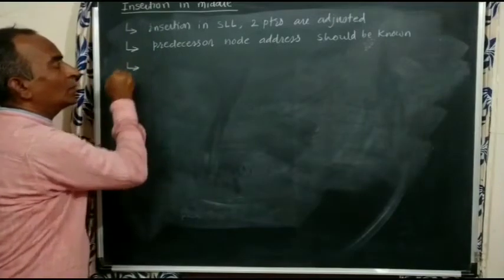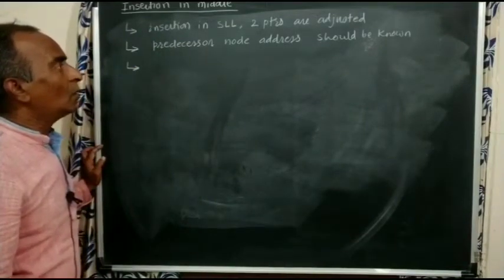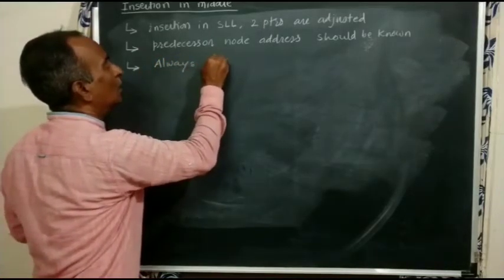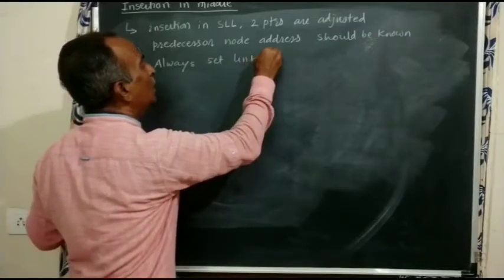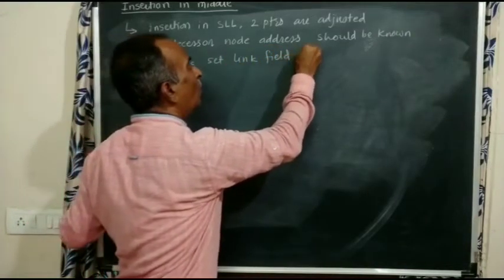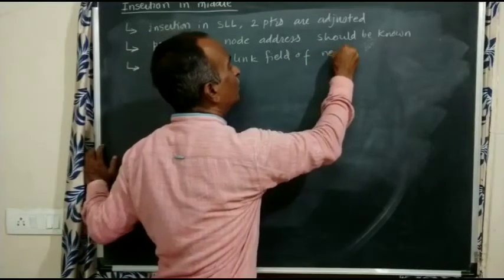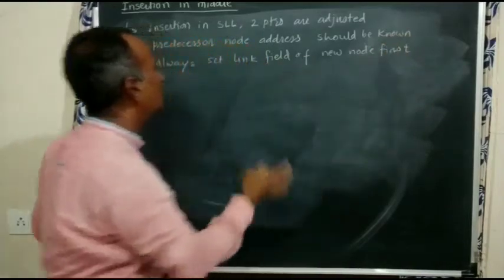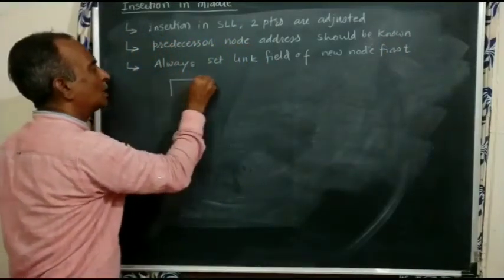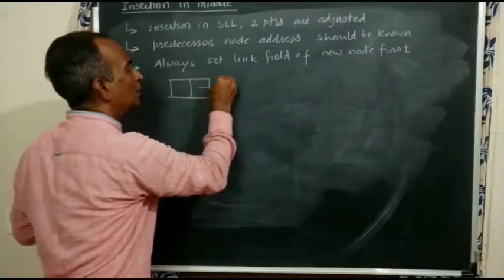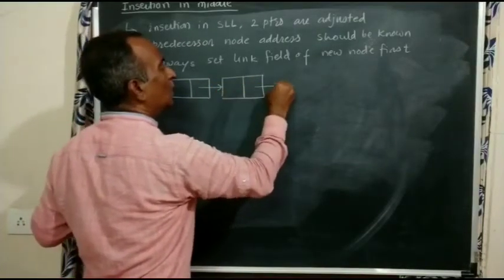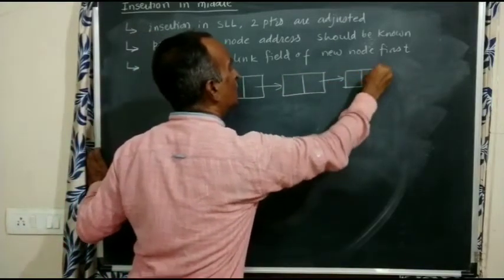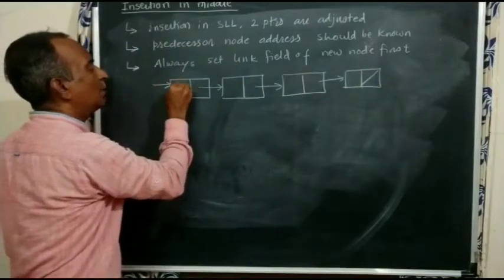Then always set the link field of the new node first. What is this, I'll tell you. Take a sample linked list. Assume that I have some 4 nodes in that, with some information fields.